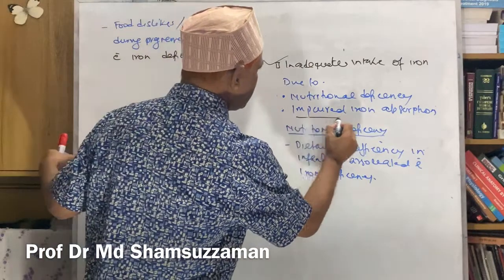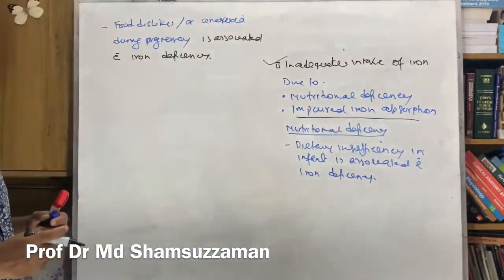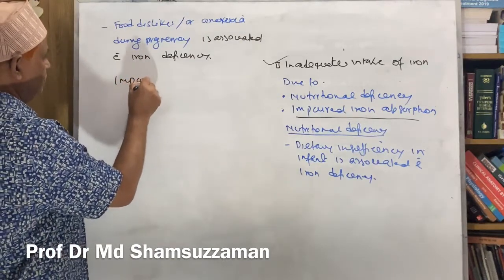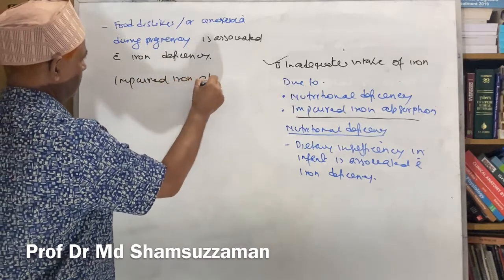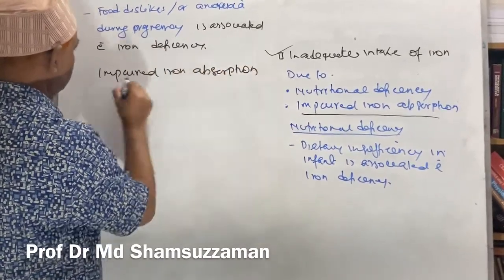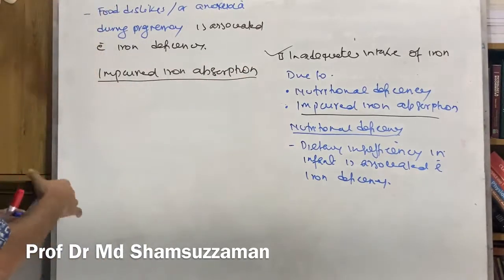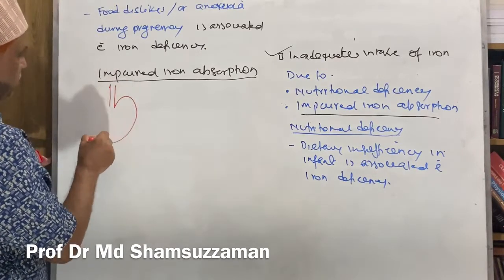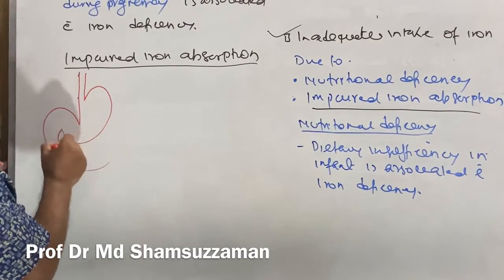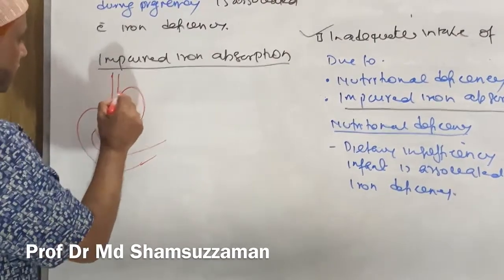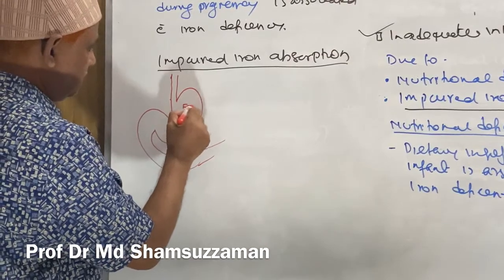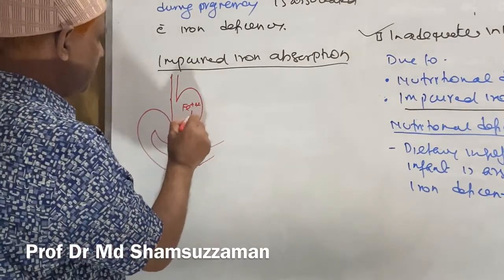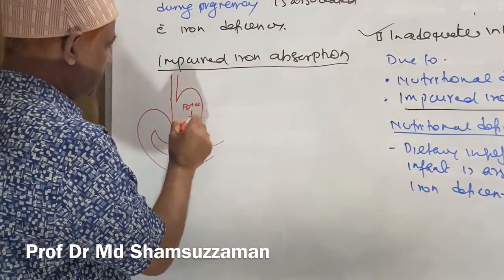Now come to impaired iron absorption, how it causes iron deficiency. Dear audience, you know this is the esophagus, and this is the stomach. This is the intestine, the duodenum. Iron first comes in the stomach. If iron comes in the stomach as ferric form, this ferric form is converted to ferrous form with the help of hydrochloric acid.